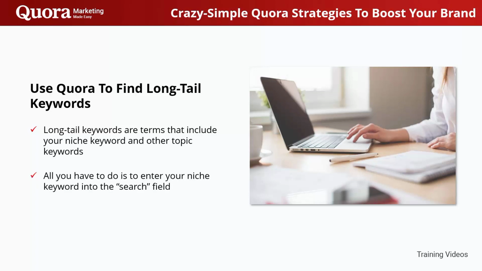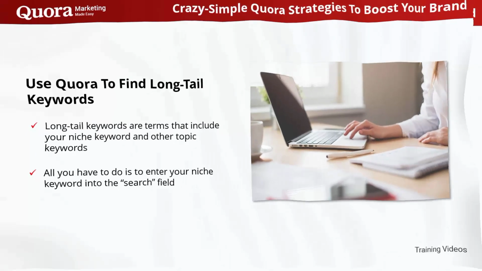All you have to do is to enter your niche keyword into the search field. Now, once you get the results, select Questions as your filter. Now locate the questions with the most follows. Those are the questions that are searched the most, and you can use them as long-tail keywords.